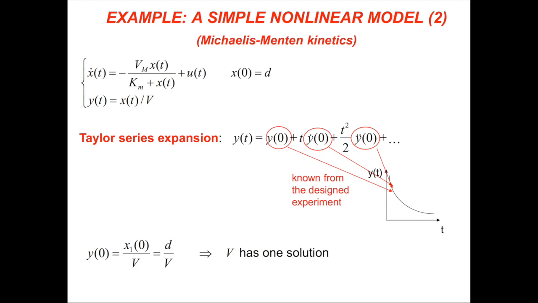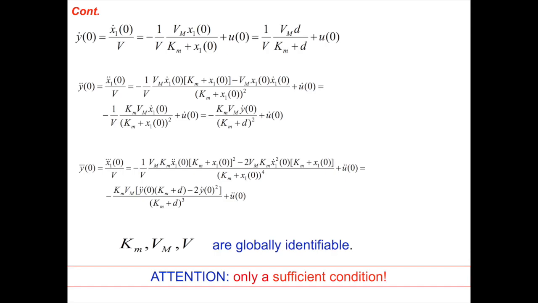I have to derive some more function y to arrive to globally identify. So I need to derive some more times. I derive in this simple case. Now I'm able to solve these algebraic nonlinear systems of equations and to find only one solution for each parameter. So in this case, the method works because I arrive to check the global identifiability.